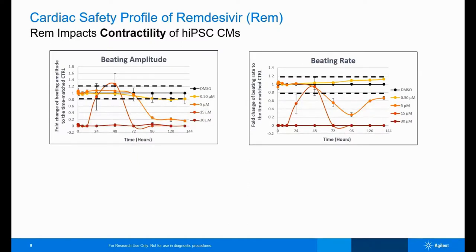So first, let's focus on the time course of beating amplitude. Overall, remdesivir induced a reduction in beating amplitude in a dose and time-dependent manner. At 72 hours, 5 micromolar remdesivir started to show negative impact on beating amplitude, which was further reduced by 80% at the end of the treatment. And 15 micromolar and 30 micromolar immediately shut down the cell beating activity. But interestingly, 50 micromolar also showed a transient recovery of beating activity from 24 hours to 48 hours post-drug.